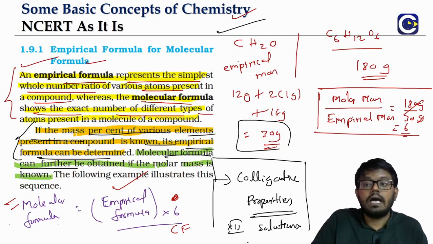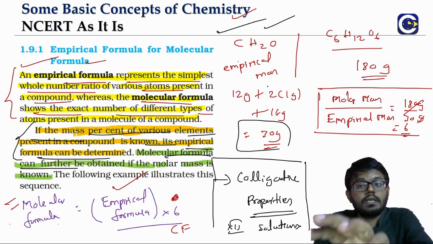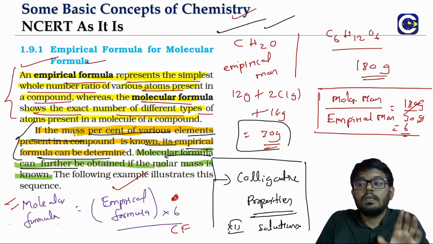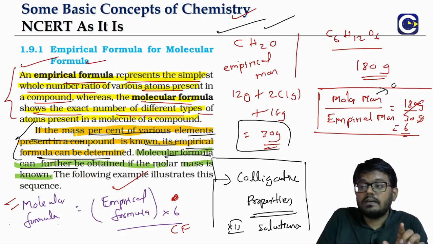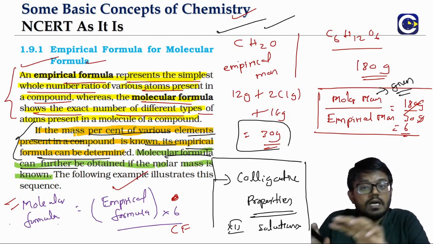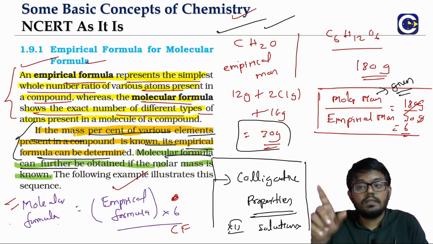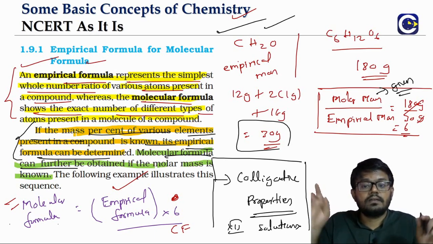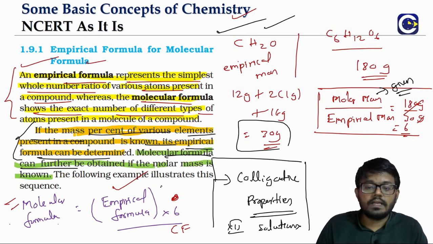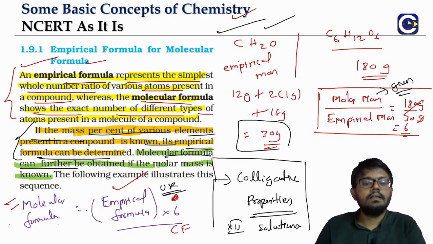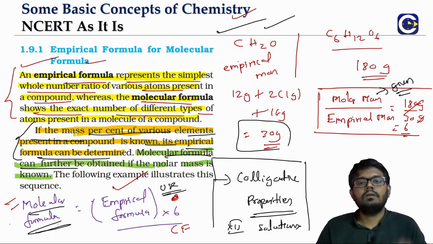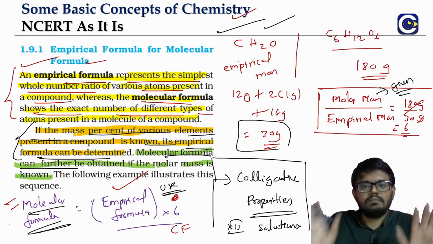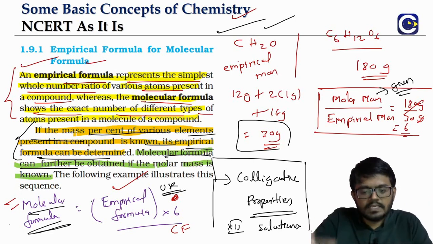So if we have the empirical formula, you will know the empirical mass. If they are giving us the molar mass or molecular mass, take a division. Molar mass by empirical mass gives us what? The common factor. Use the common factor here and then find the molecular formula. This is the method I am showing, but I will explain the entire thing.